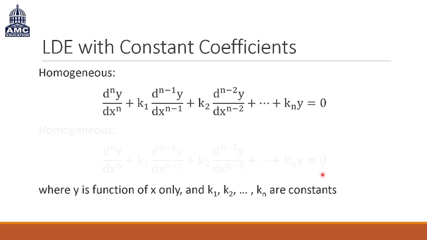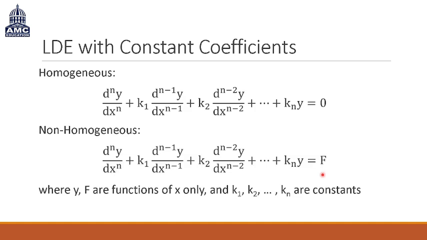And since we have a homogeneous one, there is another equation which is a non-homogeneous one, where the right hand side is a function. It's a non-zero function. And again, this function is of x only. There is no y on the right hand side. We are not delving into those types of differential equations as of now. It's outside the scope of this video.